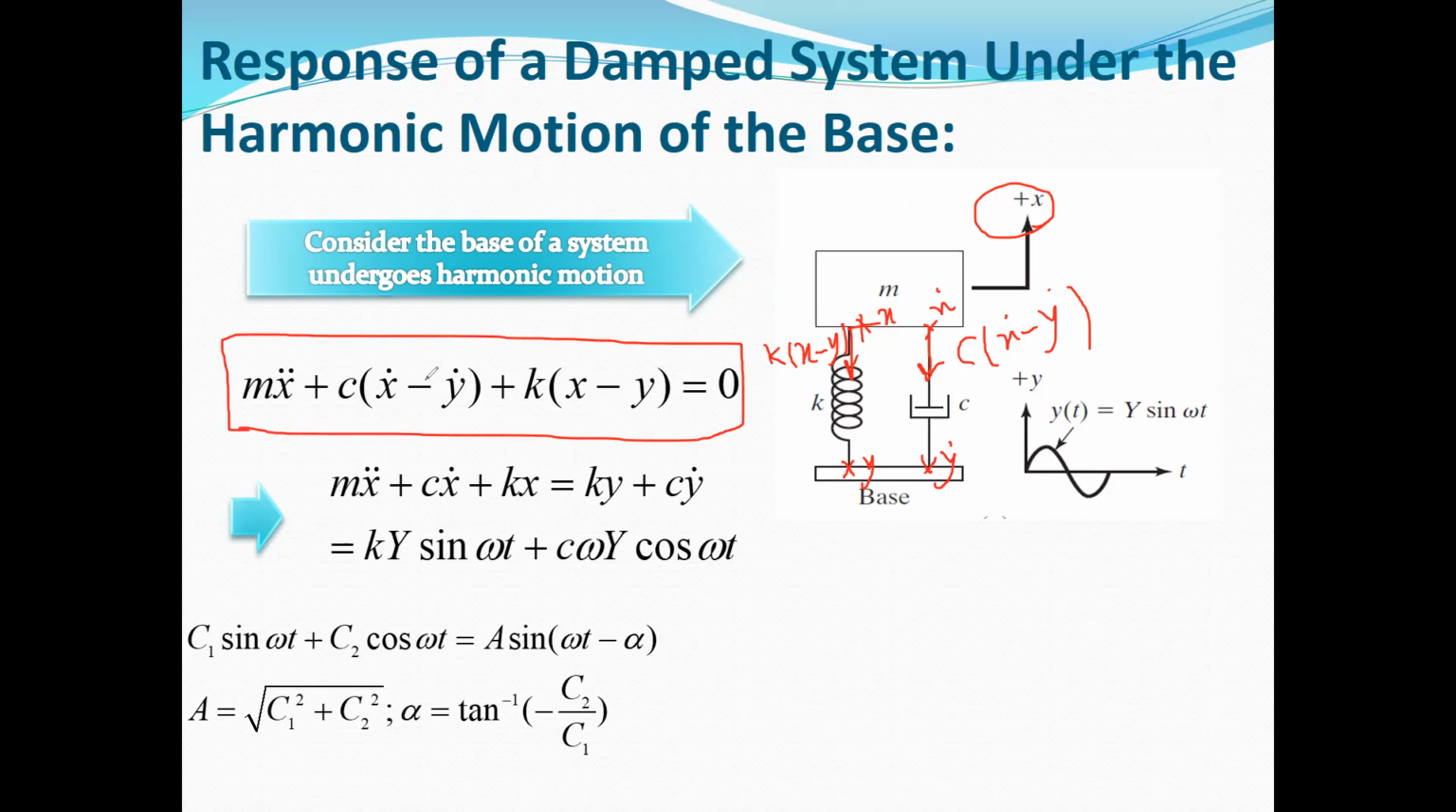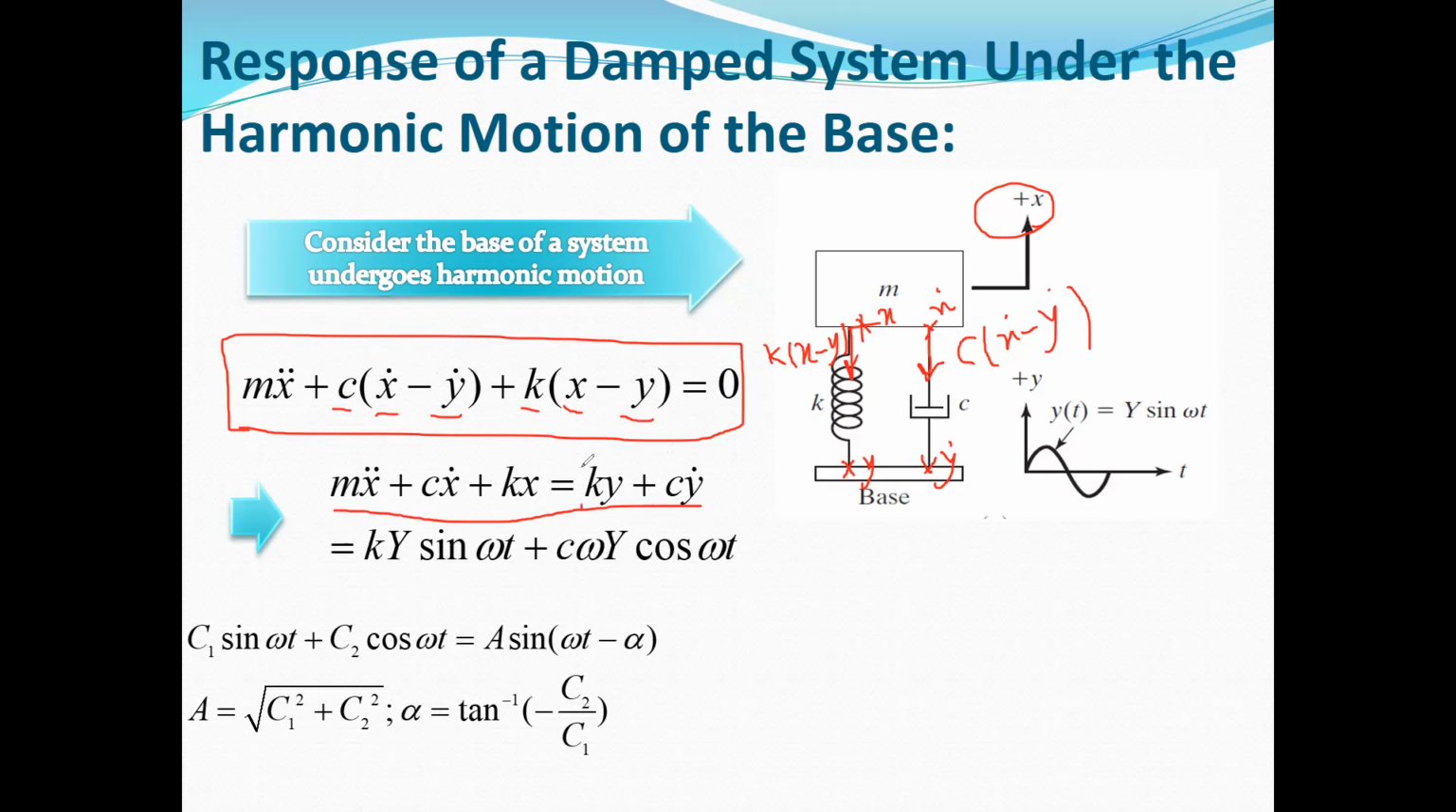Now we can separate the x and y terms. On the left hand side, we will have the x terms, which is m x double dot plus c x dot plus k x. And on the right hand side, we will move the y terms, which is c y dot plus k y. So when you move them to the right hand side of the equation, their negative sign will convert into a positive. So this is the equation of motion.